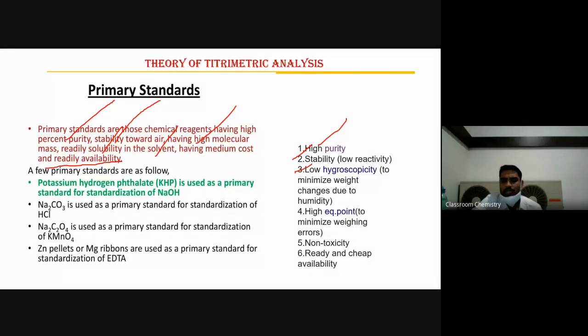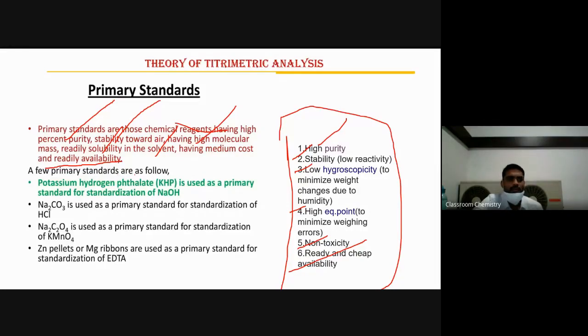If you take talcum powder, it is hygroscopic in nature, and when placed in the open atmosphere, after some time it becomes somewhat humid. Milk powder too: if we place milk powder in the open climate, then after 10 or 15 minutes it becomes humid, and there is a change in weight. Also high end point, non-toxicity, readily and cheaply available. All these conditions are a must and are asked in the exam also.